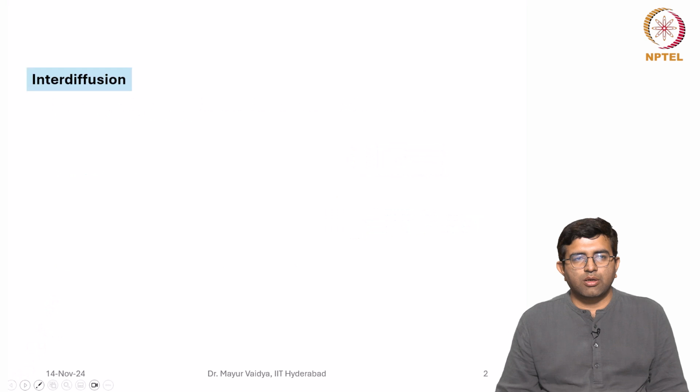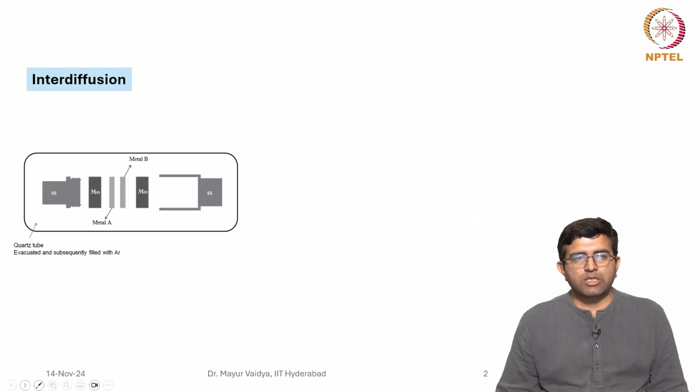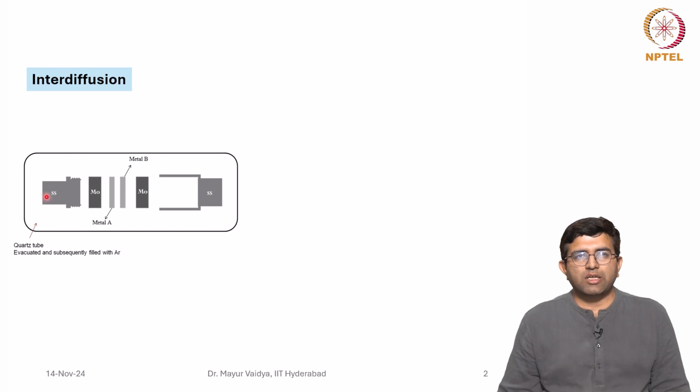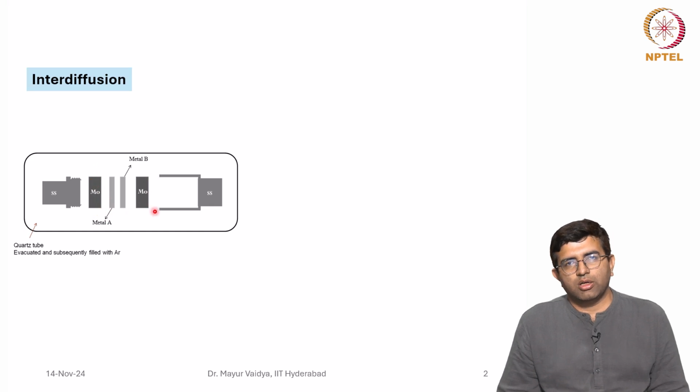As I said, interdiffusion happens when you place two metals in contact. A typical diffusion couple setup, when you are doing an interdiffusion experiment, looks something like this. You have two metals, A and B, for which you want to measure the interdiffusion. You put them in a fixture made of stainless steel, so that there is no diffusion between metal A and the stainless steel. We also put a spacer, which is typically a high melting element like molybdenum or sometimes tungsten.